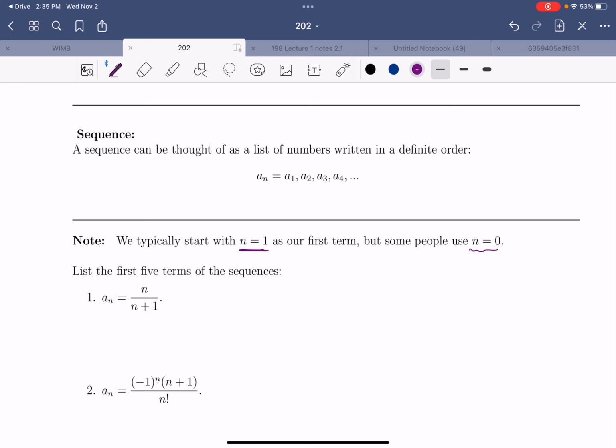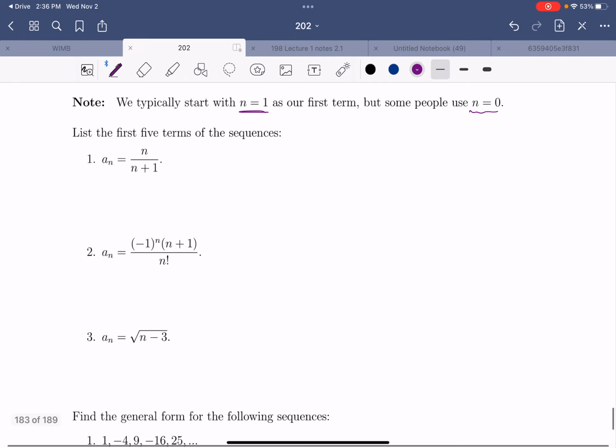And so a sub n represents a sequence, and we use letters a, b, c, d, whatever it is, to name your sequence. So a_n is a1, comma, a2, comma, a3. They're not being added. It's just a list of numbers that goes on infinitely. Okay.